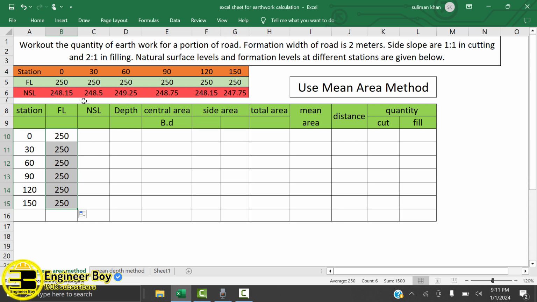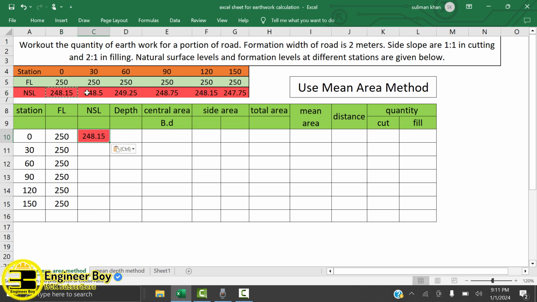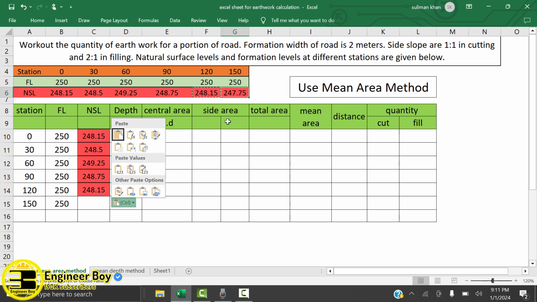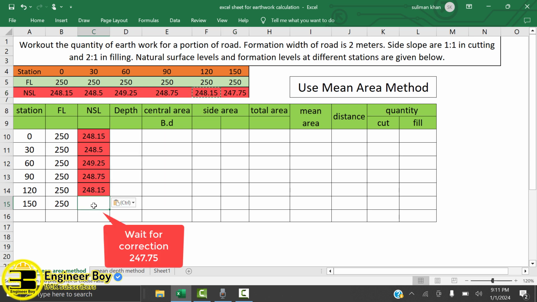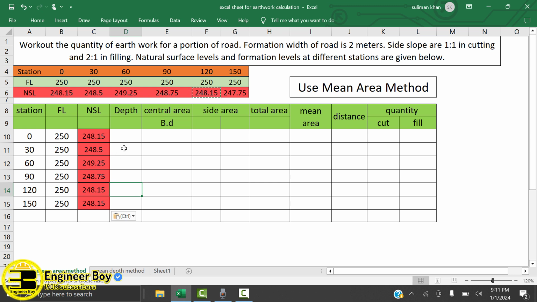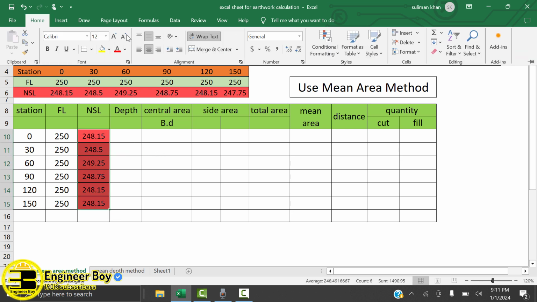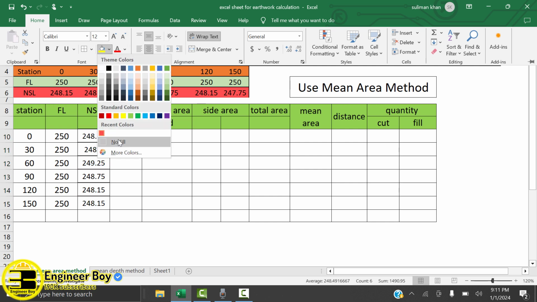Now as you can see, we have the NSLs. These are the same NSLs, so you're just going to copy and paste them over here, quickly. As you can see, the NSL is different at each station, because the ground is never level. Different NSL means the ground is never level. So this is an embankment. Now I'm going to remove the shades, or the fill, let's say.